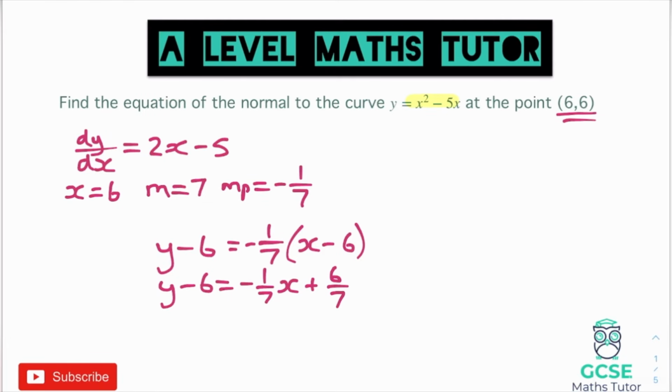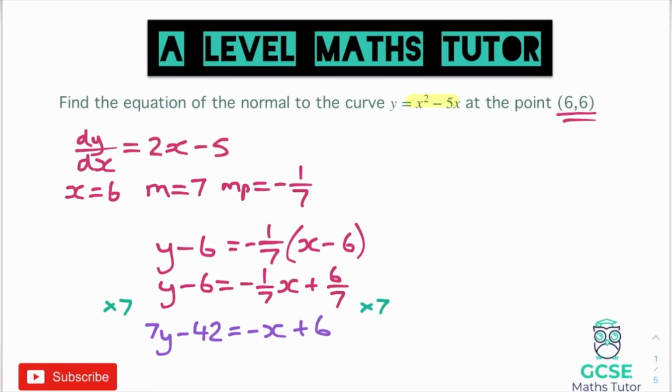Now it doesn't say what form it wants this equation in, so it's best that we get rid of the fraction. So if we just multiply everything by 7 on the left and the right, that will give us quite a nice equation to move around. So that would be 7y minus 42 will be equal to negative 1x plus 6.